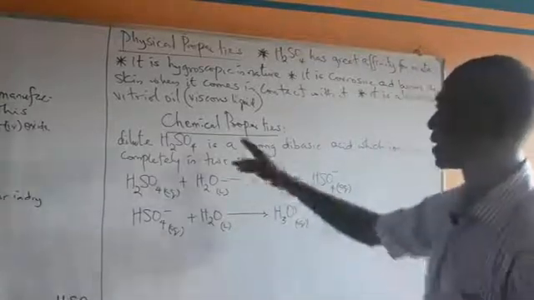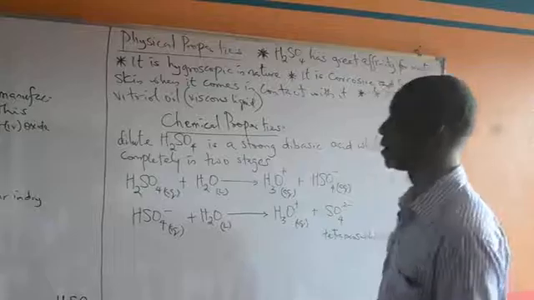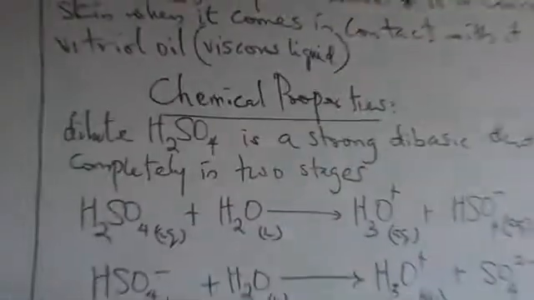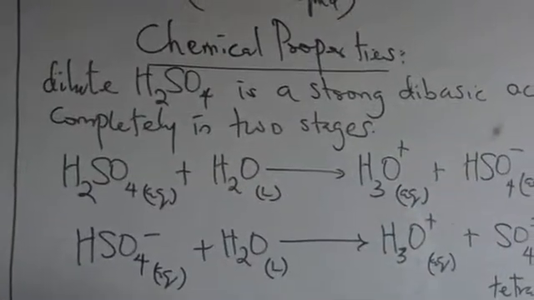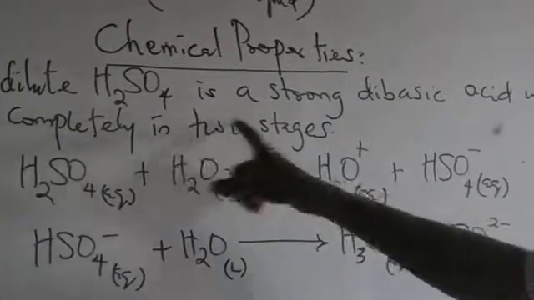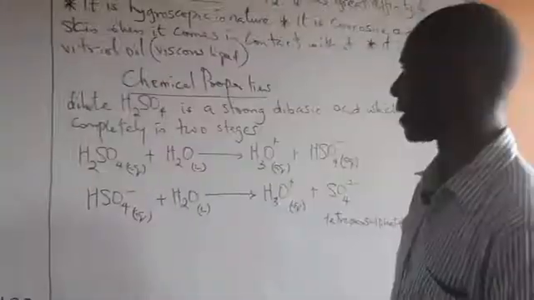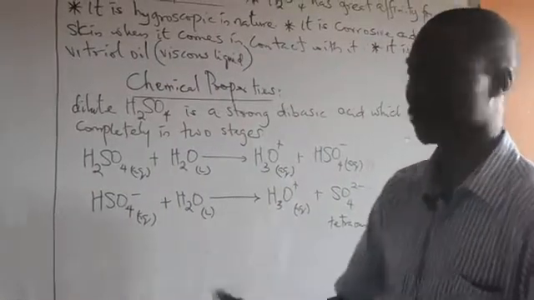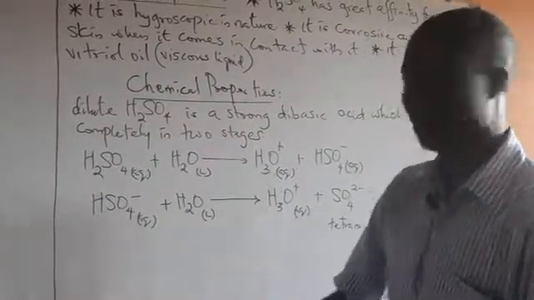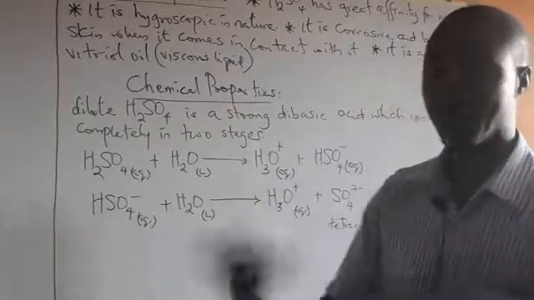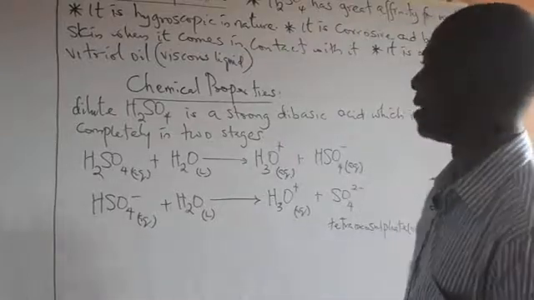Now let's move over to the chemical properties of this same acid. There are so many chemical properties. The first one is that the dilute acid is a strong dibasic acid. Why is it dibasic? Because in the compound, there are two atoms of hydrogen that can be completely replaced by metals, probably group 1 or group 2 metals.